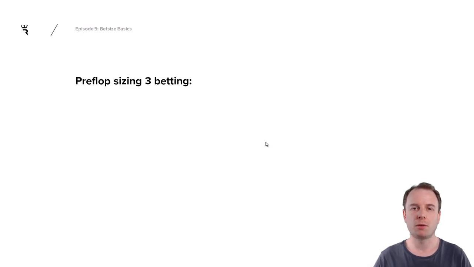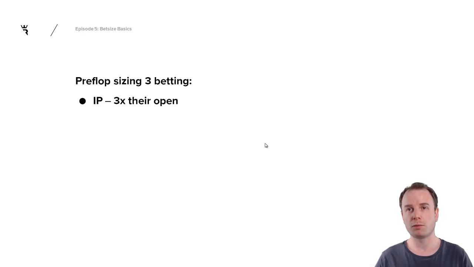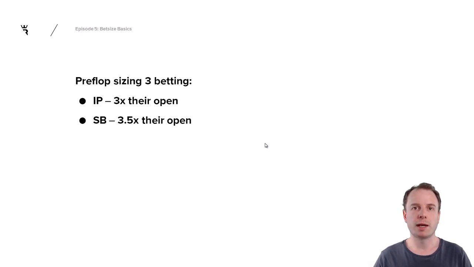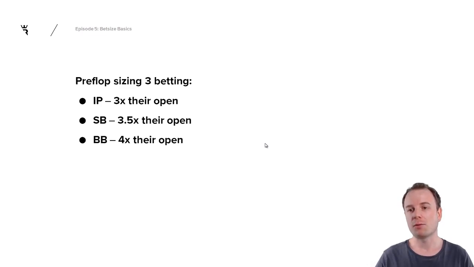Okay, so pre-flop 3-betting sizes. If we're going to be in position, we're usually going to go 3x their open, meaning that if they open for 3 big blinds, we're going to 3-bet to 9 big blinds. If we're in the small blind, we go 3.5x their open. So if they open to 3x, we 3-bet to about 10.5. And if we're in the big blind, if they open 3x, we're going to go 4x. So we're going to go to about 12 big blinds.